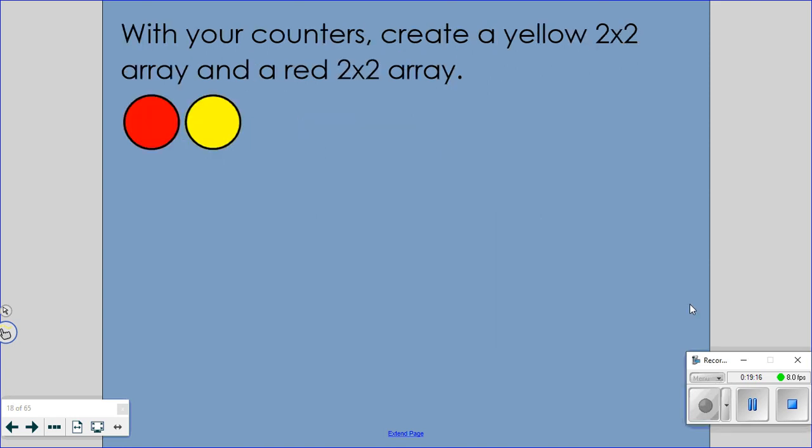With your counters. We're back with our counters. We're making 2 arrays. One will be in yellow and one is red. I want you to make a 2 groups of 2 yellow array and then a 2 groups of 2 red array. We're going to talk about it. When you figured out how to make a 2 by 2 in yellow and a 2 by 2 in red, give me that secret thumb.